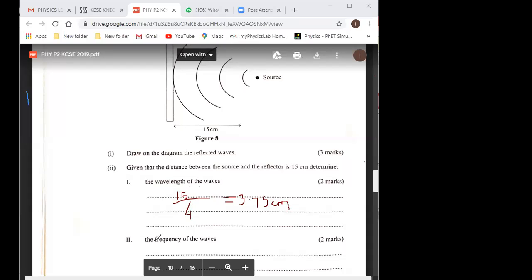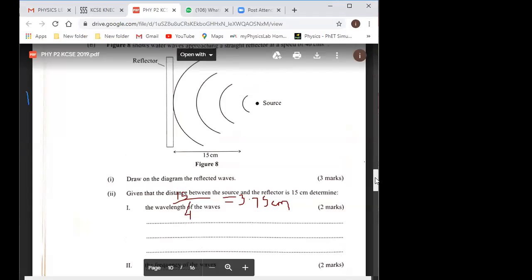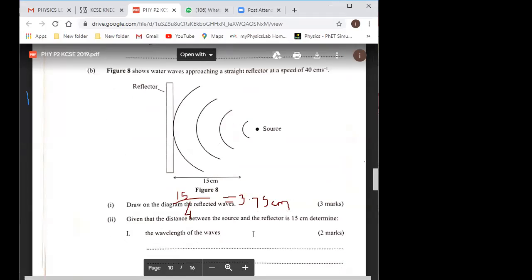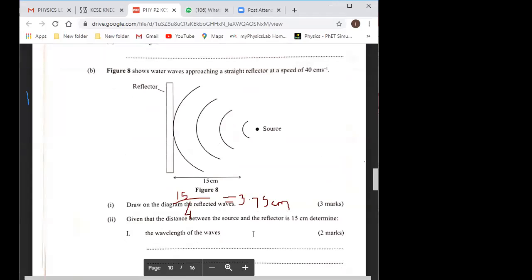Determine the frequency of the wave. So work it out. First of all, work it out. Calculate the frequency of the wave.